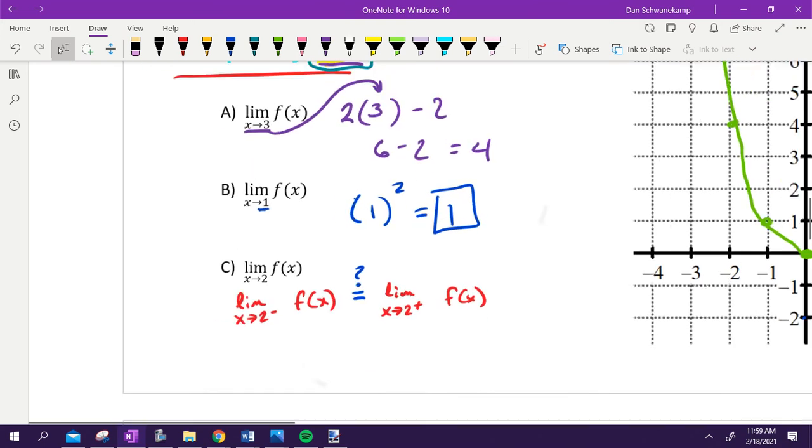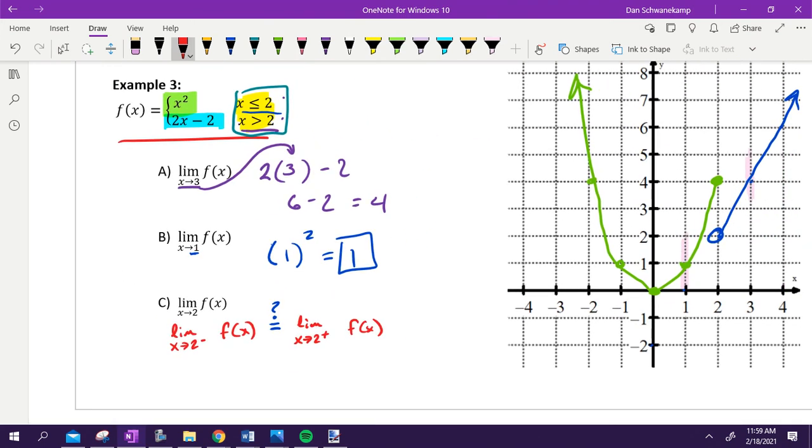Which equation am I going to plug into if I want to find the limit as x approaches 2 from the left? The top one, the x squared equation. So all you got to do is plug in 2 squared. I get 4. How am I going to find the limit as x approaches 2 from the right? Bottom equation. If I plug 2 in here, it's going to be 2 times 2 minus 2. 4 minus 2 would get me 2. Is 4 equal to 2? No. Since the left and the right-hand side get me 2 different numbers, the limit is going to be d and e.